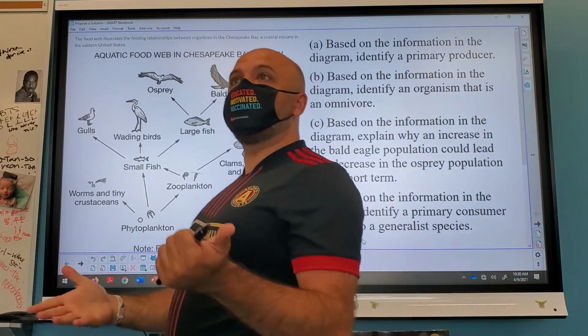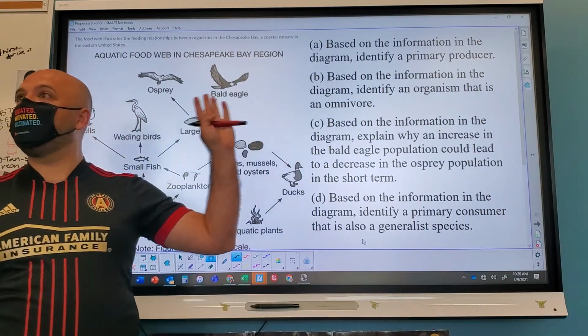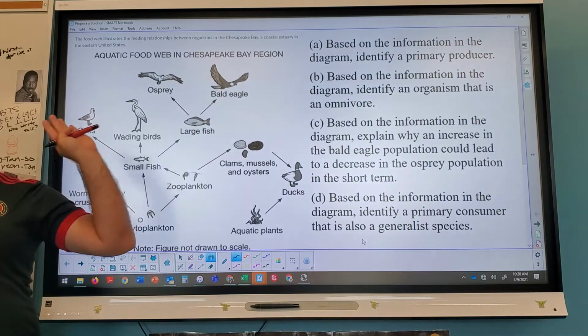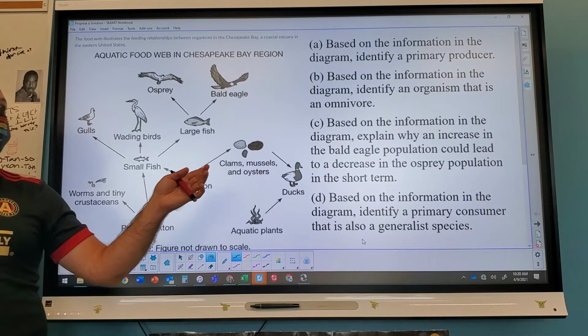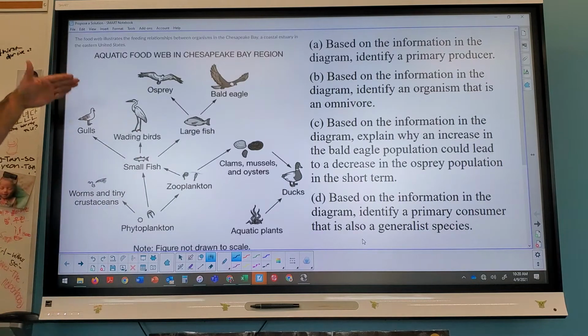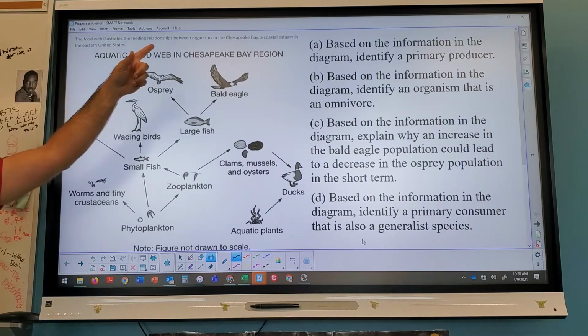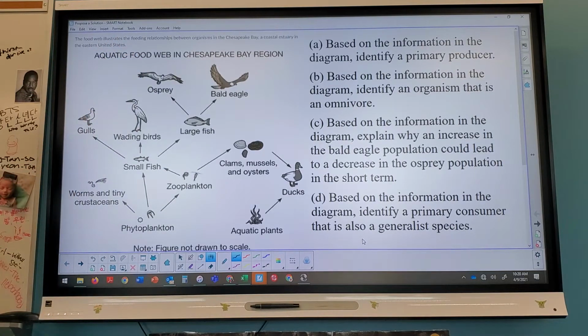So when you're given a proposed environmental solution, you'll probably start off with just regular questions about APES information. So looking up here on my screen, following along with me, we'll say this. Here's the aquatic food web in the Chesapeake Bay region. A says this, based on the information in the diagram, identify a primary producer. So just give it a couple seconds and I'll ask you to shout out what you think it is. That way everyone has a chance to think about it. Which one of these is a primary producer?